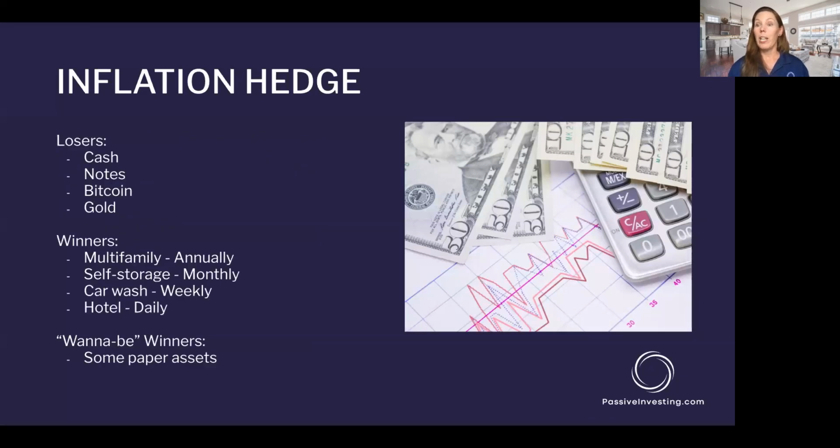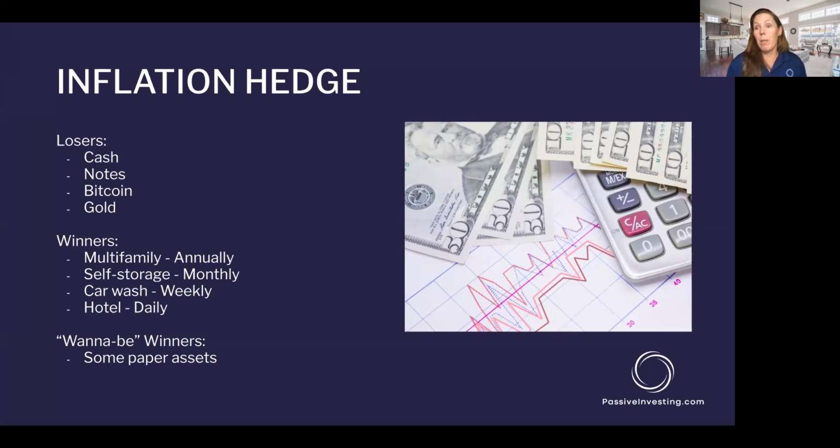Now, when we look across the assets we're evaluating right now, our losers: cash, and notes, because once we lock in a note, we generally cannot adjust it, unless it's a variable rate note, which generally are not, or are in a second position and don't have a first position lien. With notes, we can only set the rate at the beginning and we can't adjust it afterwards. Bitcoin, there's no inflation hedge there, and also gold.